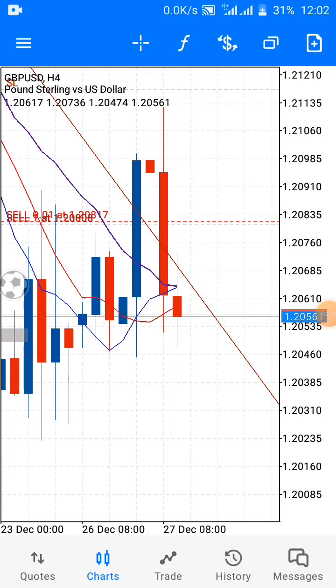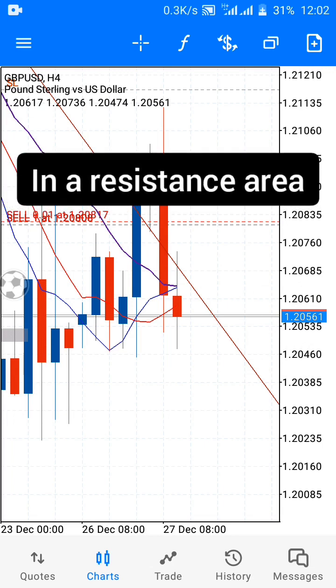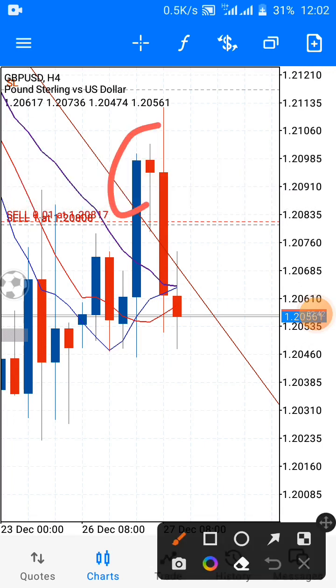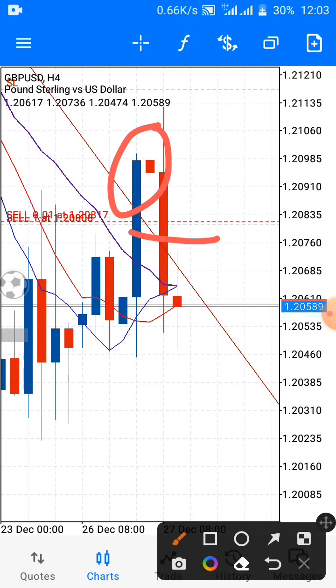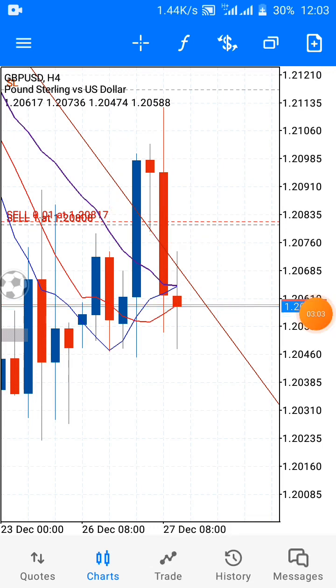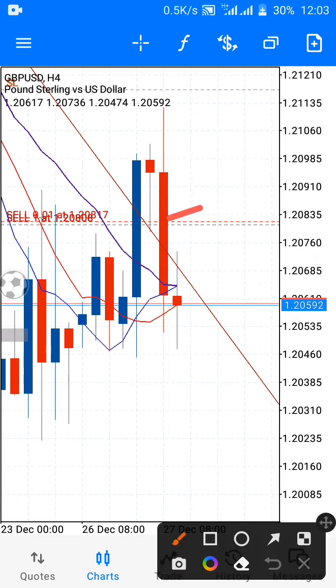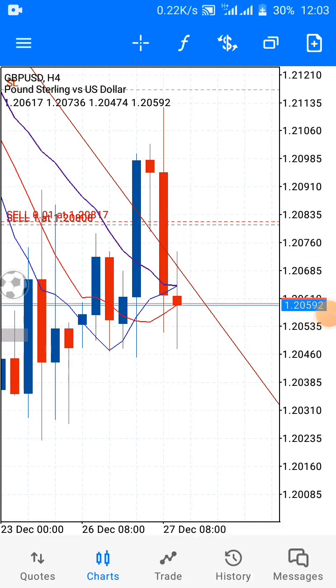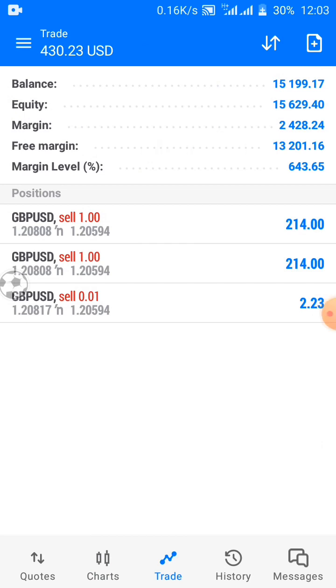So what you need to do is wait for this. Once you see this inside bar candlestick pattern, wait for the next candle to move below the inside bar candle, or halfway of the big bar. Once you see it move halfway, then you can place your sell order. As you can see, I placed my sell orders at this point here, and it's actually going in our direction right now. It has moved more than 20 pips in our direction.